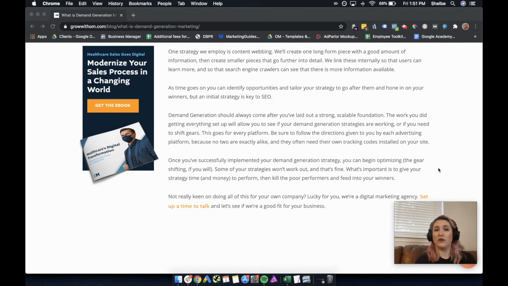You don't know if it's Facebook. You don't know if it's Google. You don't know if it's your organic. So that's why the foundation is so important. That's why we stress it so much here. So this goes for every platform. Follow the instructions given by each platform.